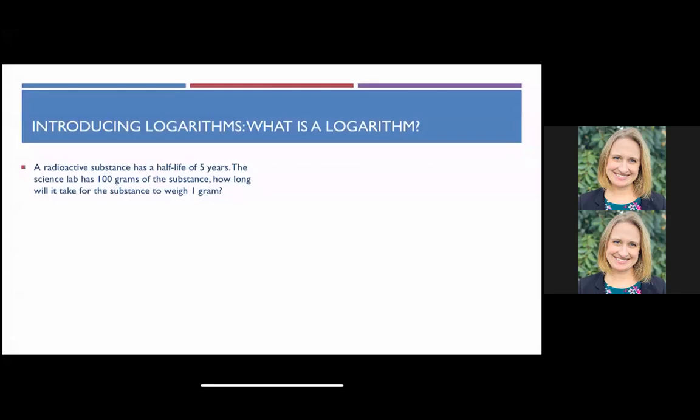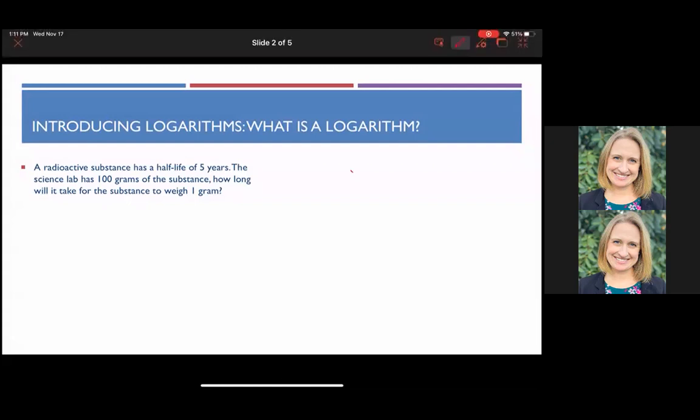So let's look at this one. Again, we talked about this is our radioactive substance, and we came up with our function of y equals 100 times 1/2 to the x power, where x was our number of half-lives and y again was our amount of substance left after that time.